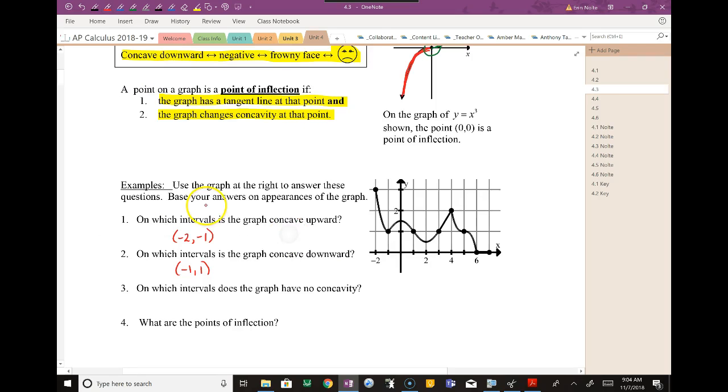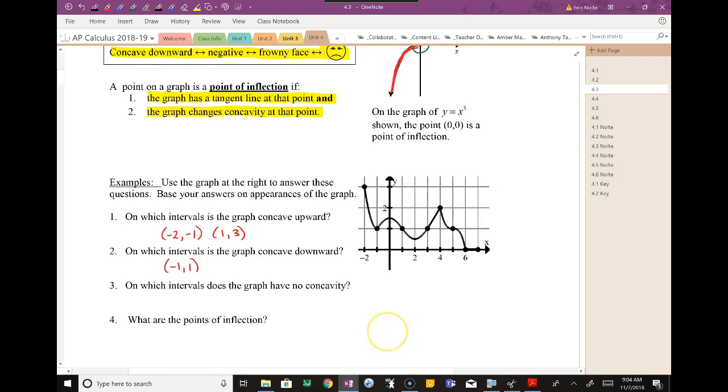That's a happy face, so that's concave up from 1 to 3. Okay, we just talked about from 3 to 4 being straight, being linear, so it has no concavity. 4 to 5 is concave up. Okay, and then what about my last little curvature from 5 to 6? Concave down, 5 to 6.